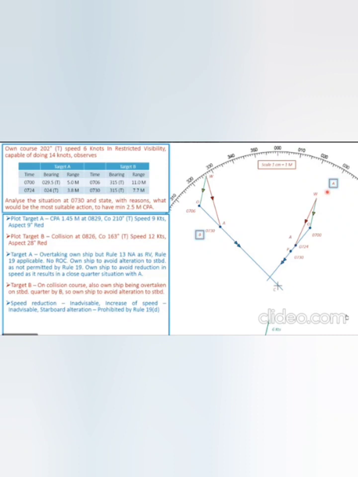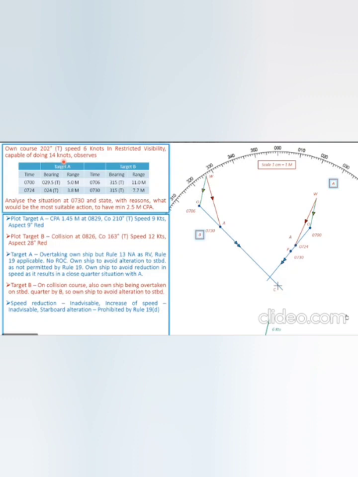The second possibility, there could be an increase of speed also in this case. Vessel is right now doing 6 knots, but it is capable of doing 14 knots. But the increase of speed is inadvisable, because in this restricted visibility scenario, the master considers the 6 knot speed which the ship is doing to be the safe speed under these circumstances, and any increase in speed would mean that you are moving at a speed greater than the safe speed as ascertained by the master. So an increase of speed should also not be done in this situation.